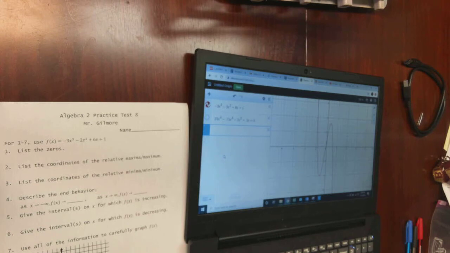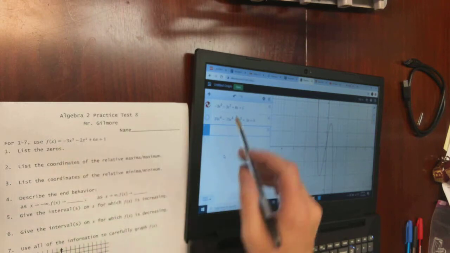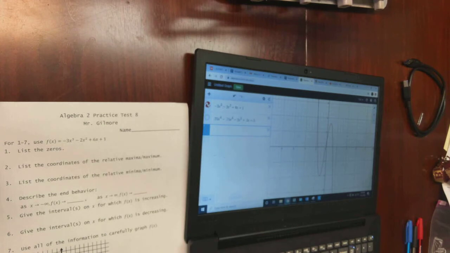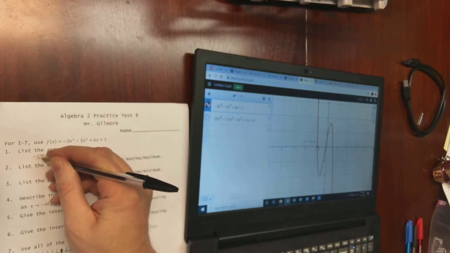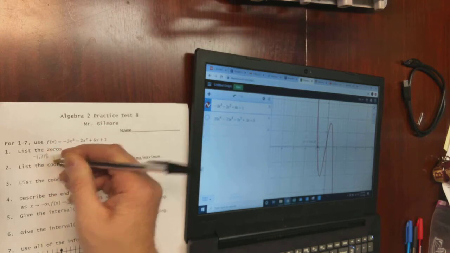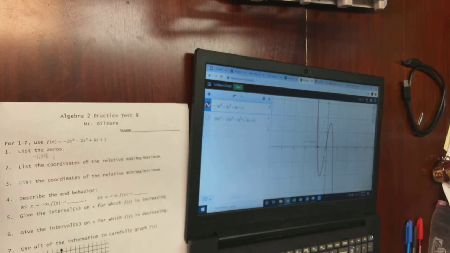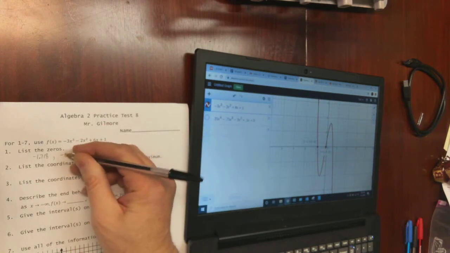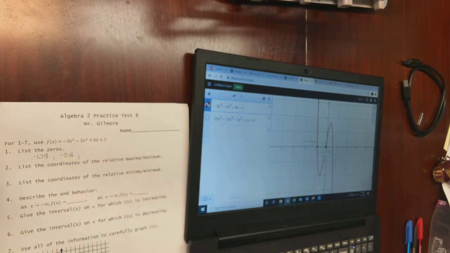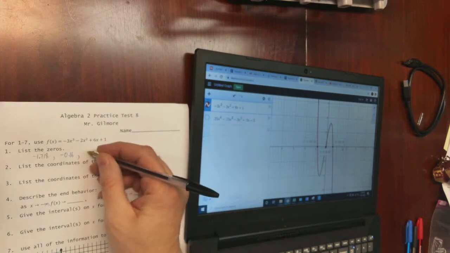And I've got this one plugged in and recorded already, and I'm just going to point out the zeros. It looks like we've got negative 1.718 is one of the zeros. Here's another zero. Looks like negative 0.16, and then another zero right here at 1.211.